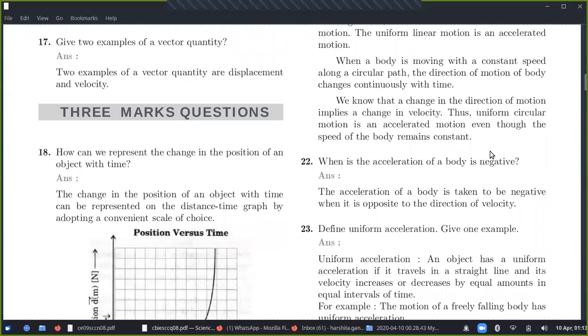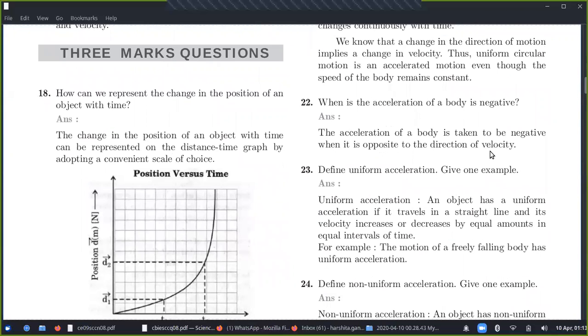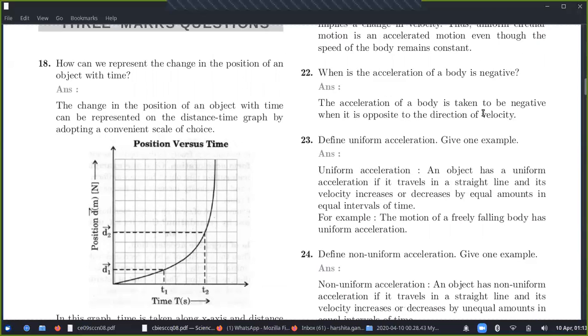Alright. Moving to question 22, when is the acceleration of a body negative? I have told you, when it is in the opposite direction to the direction of the velocity. For example, an object thrown upwards: the velocity direction is upwards, whereas the acceleration is downwards. So in that case, the acceleration of the body is negative.